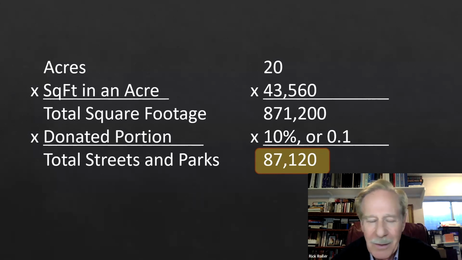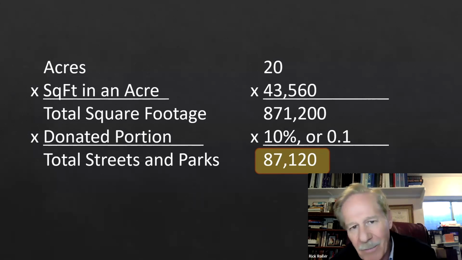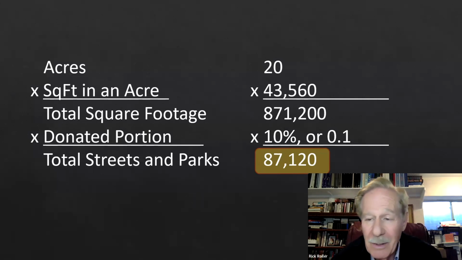It's just too easy. So a two-stepper means you usually have to convert something to do something else. Like this, we had to convert the 20 acres into the total square footage. And then we had to figure out how much of that was designated for total streets and parks. Okay, so it's a two-stepper.